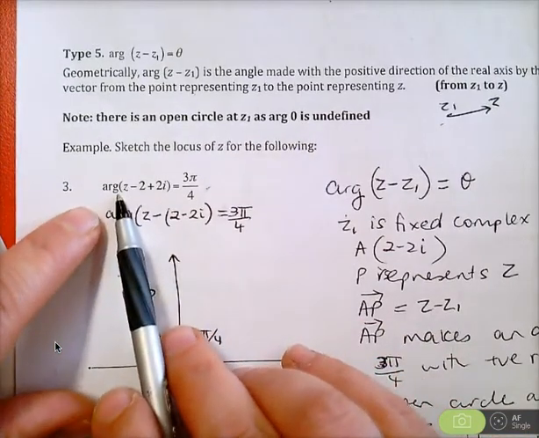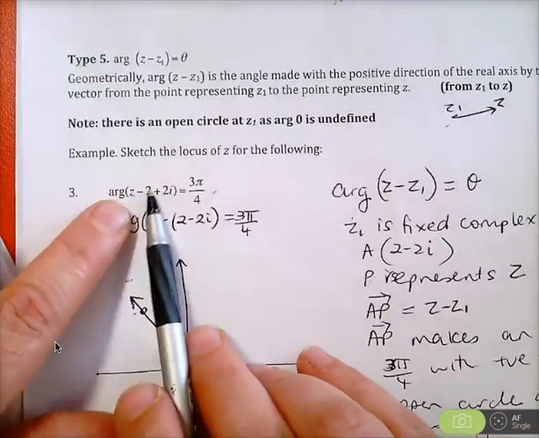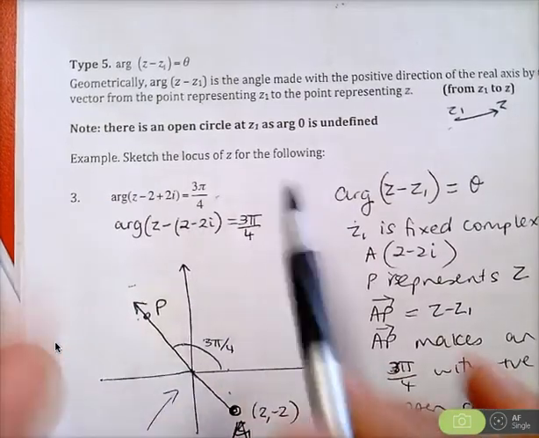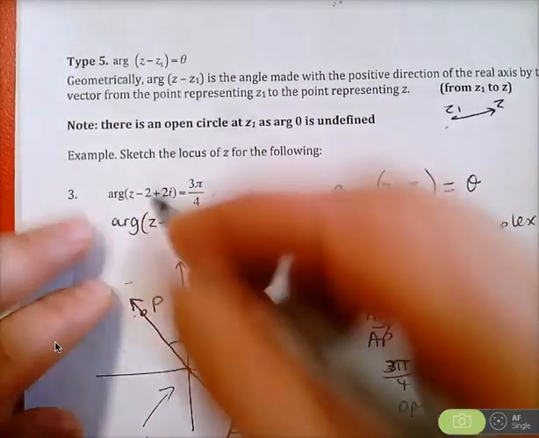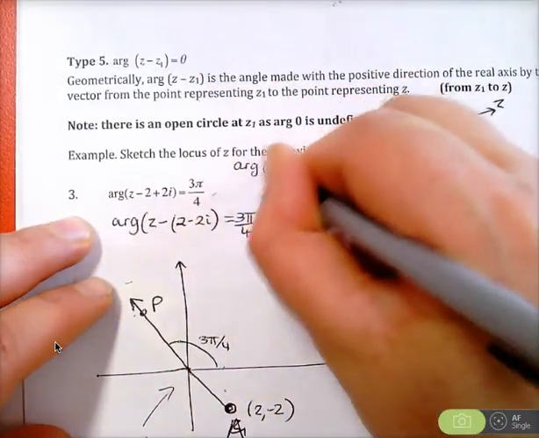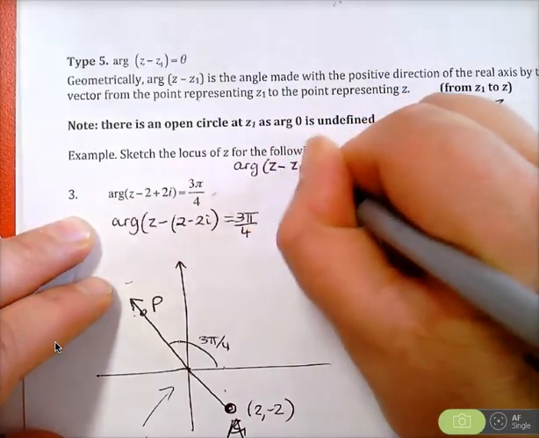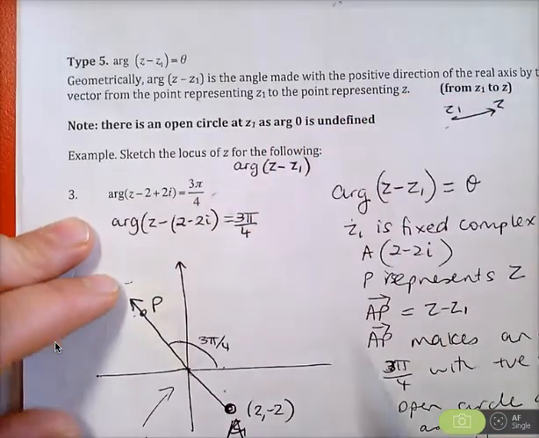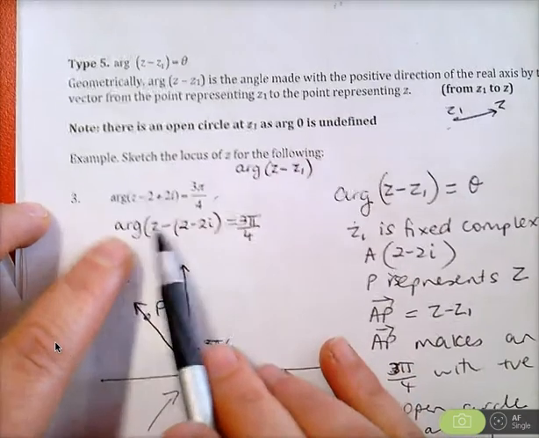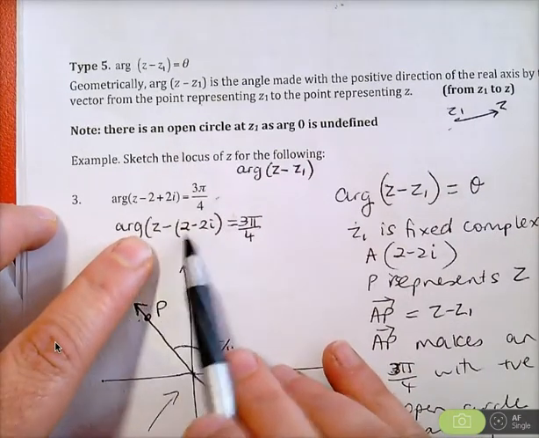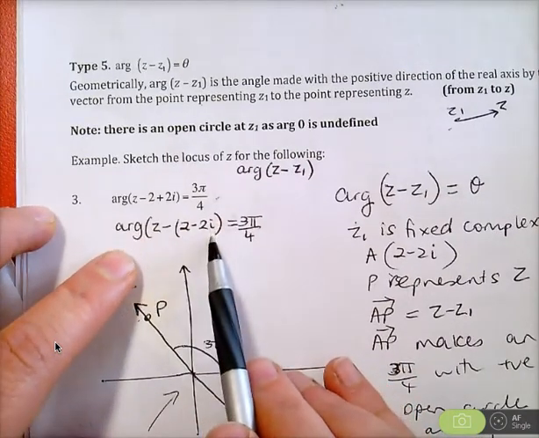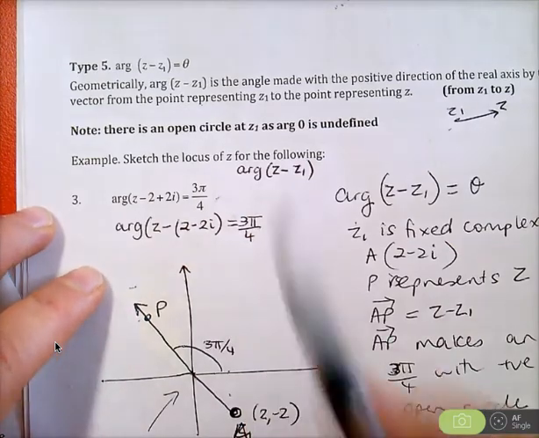So if we look at this first example here, arg of z minus 2 plus 2i equals 3 pi on 4. This needs to be in the form of arg z minus z1. Okay? So that's why we're writing it as arg of z minus 2 minus 2i. Are we okay with this? Equals 3 pi on 4.